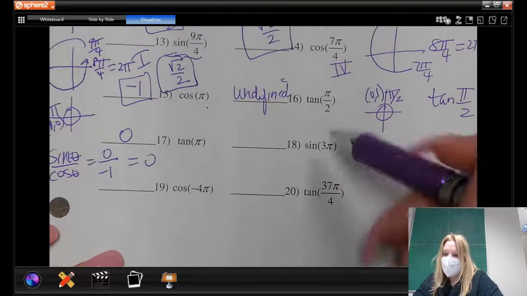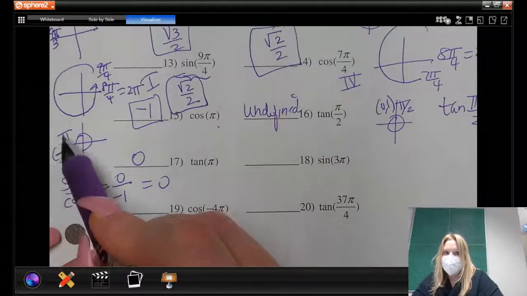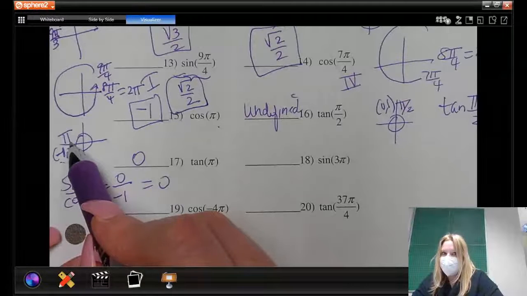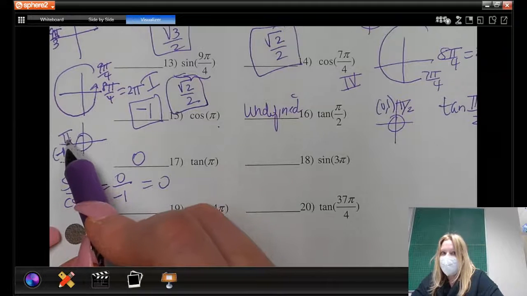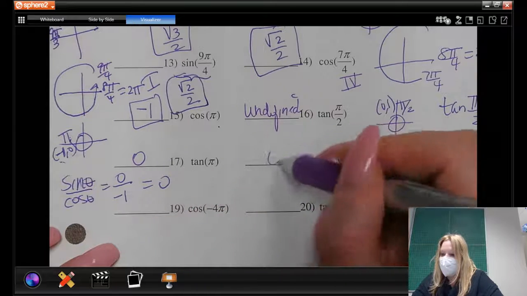Sine of 3 pi, well, sine of 3 pi is going to be the same place sine of pi is, right? 3 pi is in the same place pi is. All my odd pi's correspond with pi. So sine is the y-coordinate, so it's 0.